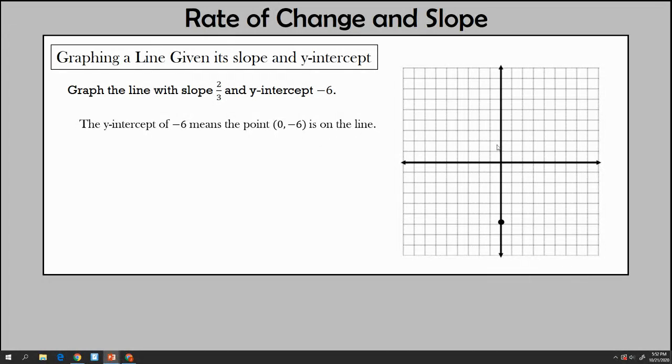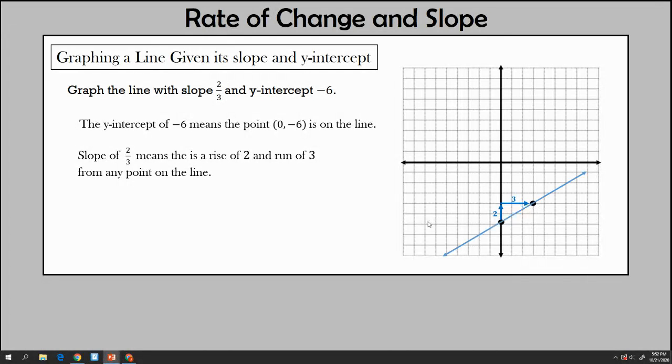Or in other words, the y axis at -6, that's a point that's on the line. So there's a starting point for our line. And then the slope of 2/3 means off of this point, I'll go rise of 2, run of 3, and that takes me to another point that's going to be on the line. So I go from my given point up 2 over 3, and there's a location of another point.